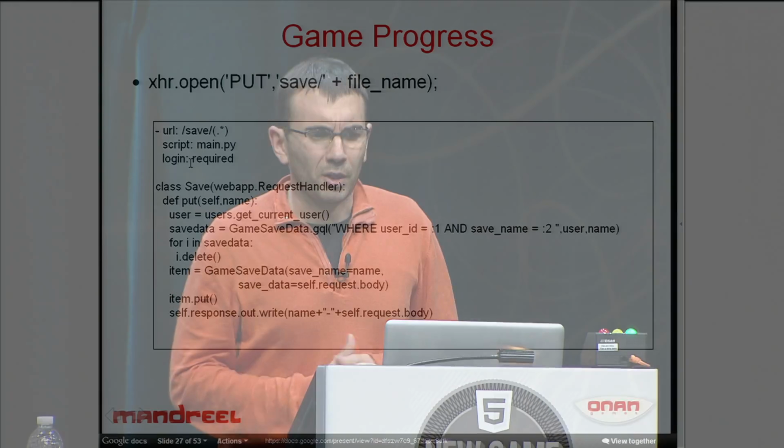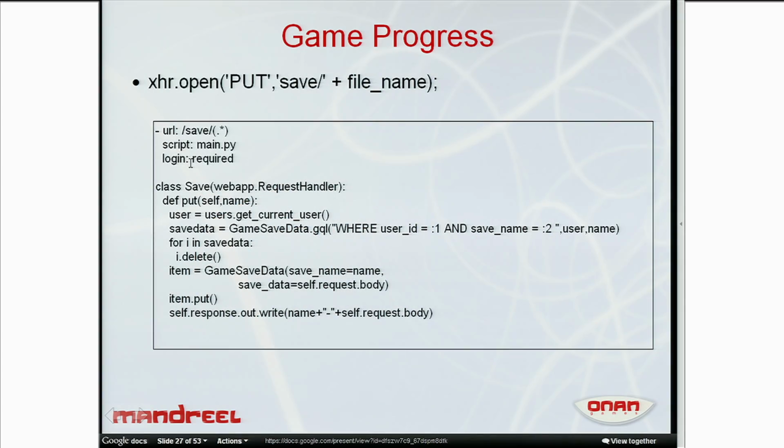So this is a simple example that we use inside App Engine to do the game progress saving in the cloud. Just the App Engine code, saving using users get current user. Inside App Engine, you can ask for the current user, the one that typed the credentials. So we use that user to save the data.